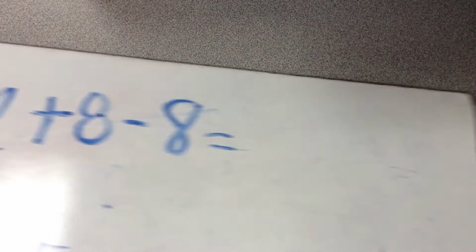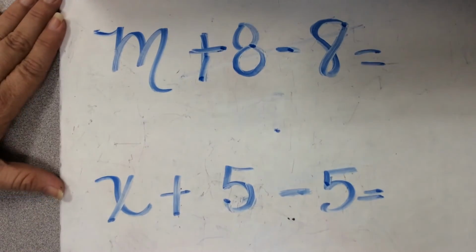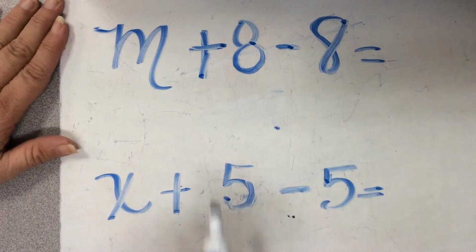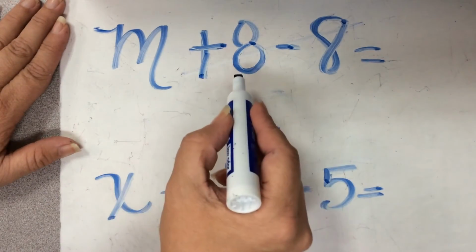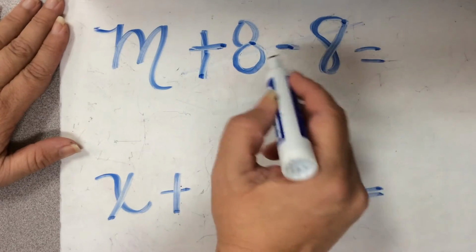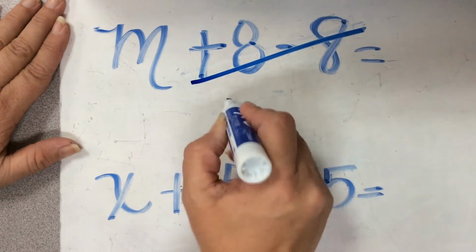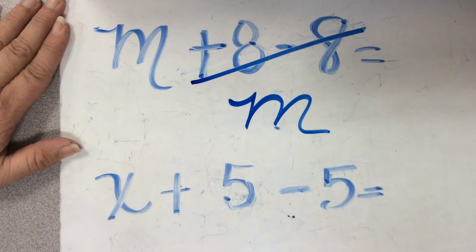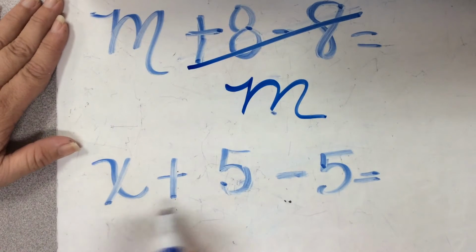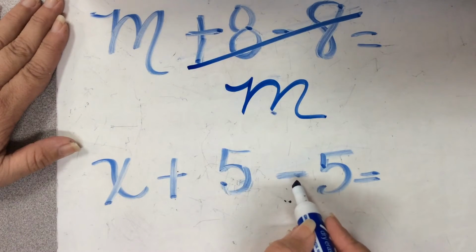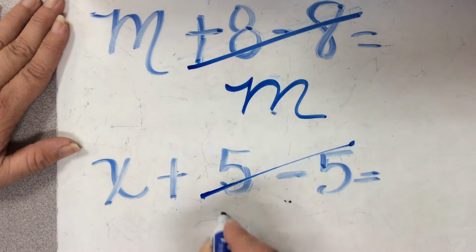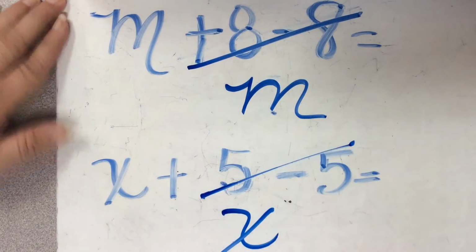And if that is true, then what we can see is even when we put it in a variable, we should be able to figure out the answer. So if I have m and I add 8, but I turn around and take away 8 right away, then I'm left with that m, okay? If I have x and I add 5, but yet take that 5 right back away, I'm left with x, okay? That information is going to be helpful when we are solving one-step equations.